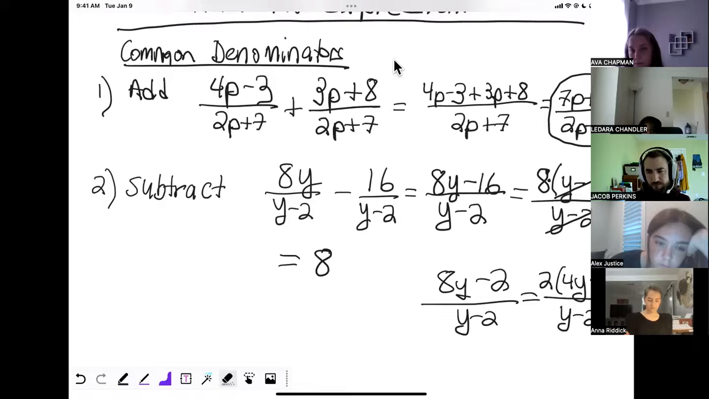So you want to think factor. Again, we're back to factoring. Can I factor anything out? After I factor out, can I simplify? If you can't factor, you can't simplify. Just like that.